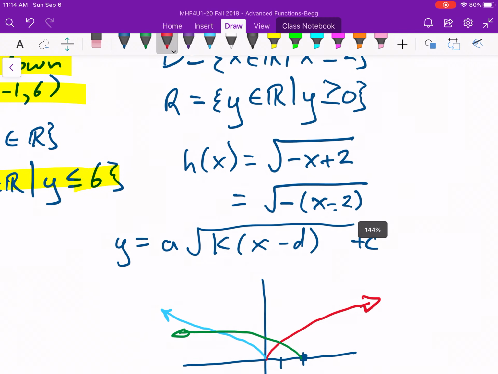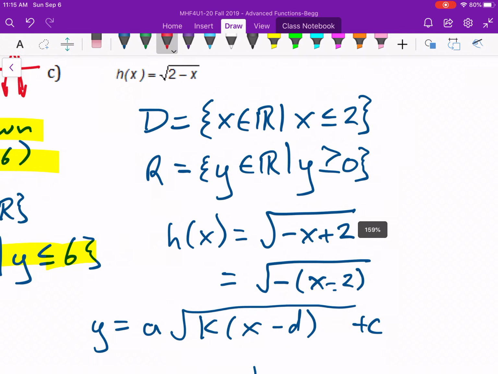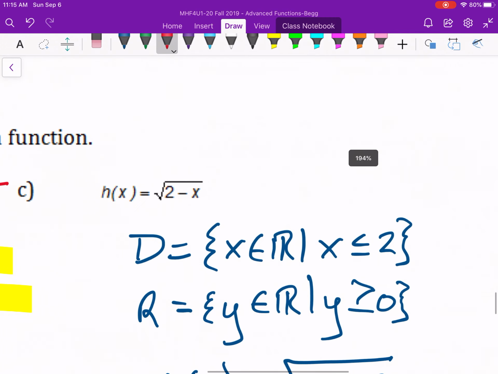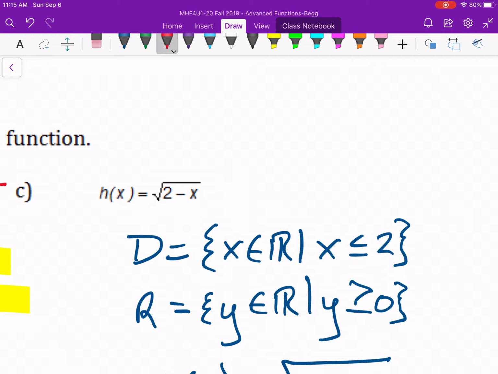And the rest of this is just me playing around with it, so I wouldn't worry about that. I think let's just stick with what I did on Desmos. And that's it.